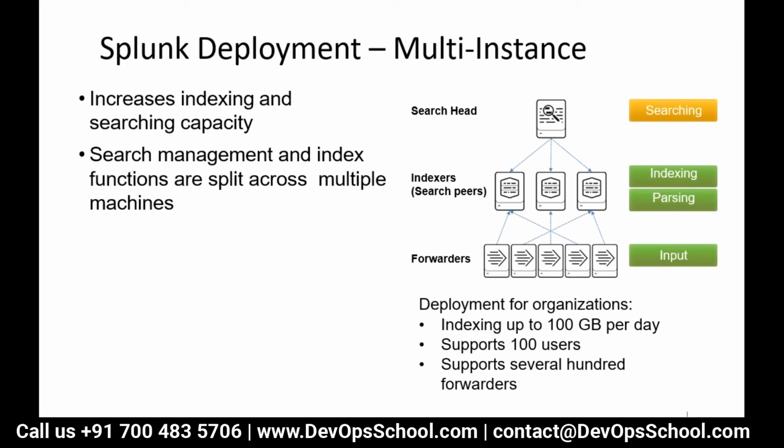Okay, so if you have more than 100 users and several hundred forwarders, and you are indexing up to 100 GB per day, then I think you should go for this multi-instance deployment model. Here the search, management, and index functions are split across multiple machines. So this is the recommended way to set up.